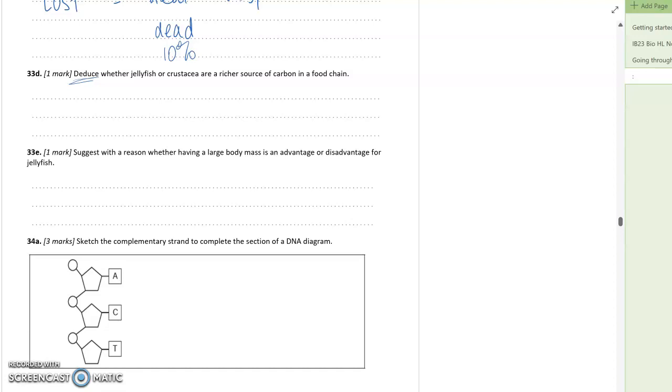Advantage ideas would be it's going to be easier for it to catch and eat large prey, it's going to have a lower rate of predation, and it's going to have more reproductive cells. But disadvantages would be it might be slower, it's going to need more energy to survive, and it's going to have a lower surface area to volume ratio, so it's going to be harder for it to do nutrient and gas exchange. But it did state that you must be clear whether you were stating this as an advantage or as a disadvantage.